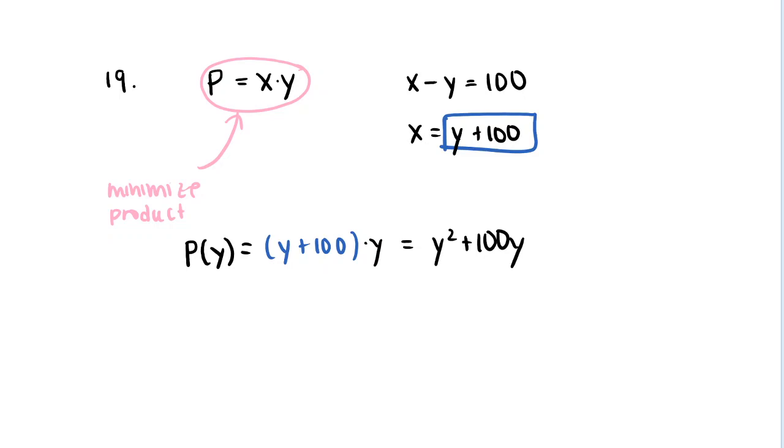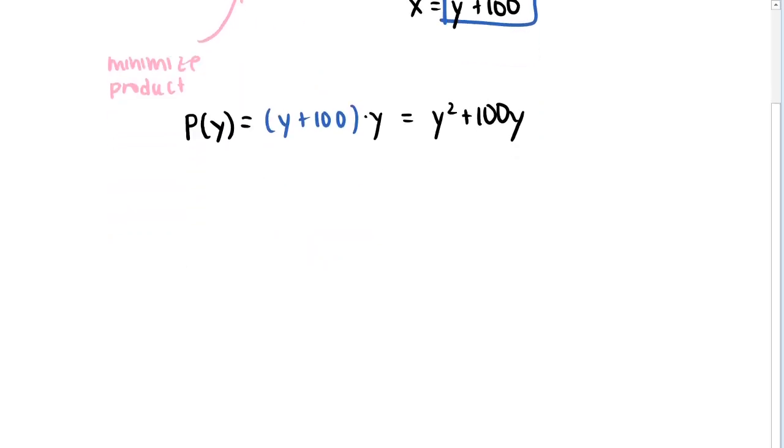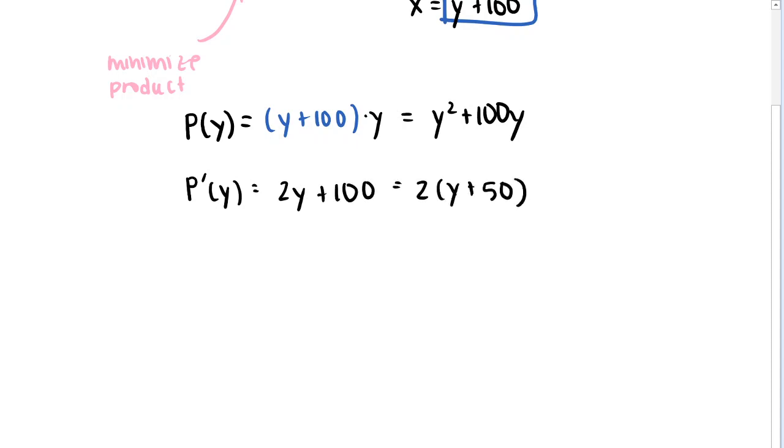If we want to find the minimums, we should take the derivative, find the critical points, and check that the critical points correspond to minimums. And so here, let's take the derivative of this function, P prime of y, and that's going to be 2y plus 100, which I can factor as 2 times y plus 50. So here we get a critical point at y is equal to negative 50, right? That's what makes this derivative 0. And so this is a candidate for a minimum. But we have to check that this is truly a minimum.